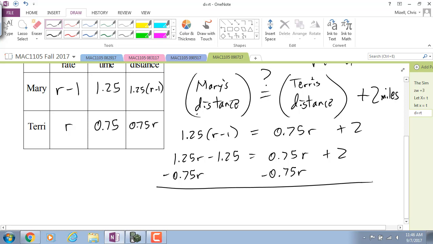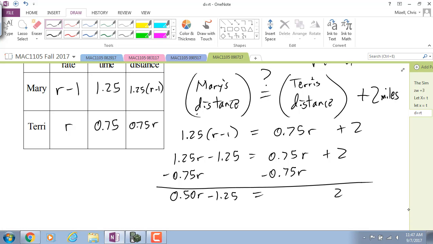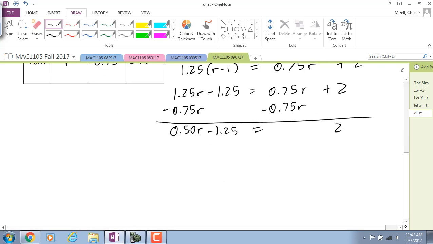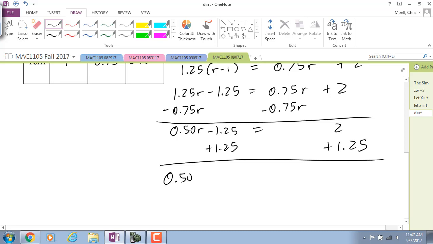And let's just focus on that step for a moment. 1.25r minus 0.75r. I want to say is 0.50r. And if we'd rather not write the 0, it's fine. We can leave that off. I'll probably leave it off at the next step. Minus 1.25 equals 2. Isolate the r term by adding 1.25 to both sides. .50r equals 3.25.